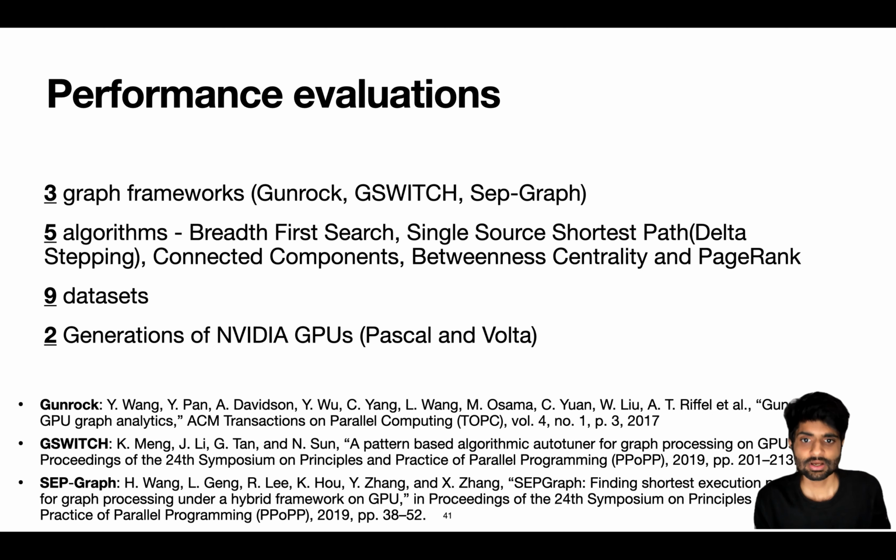Let us now see how G2 generated code compares in terms of performance. For the performance evaluation, we compare the execution time of the code generated from G2 with three other state-of-the-art frameworks, Gunrock, GSwitch, and SubGraph. We run the evaluation on 5 algorithms and 9 datasets. We also run the evaluation on 2 different generations of GPUs, Pascal and Volta, to show portability.